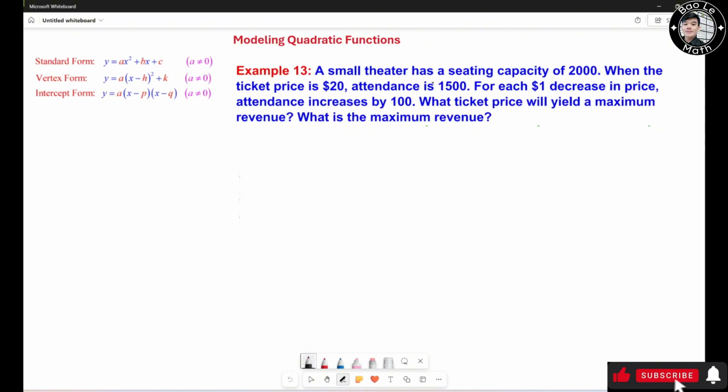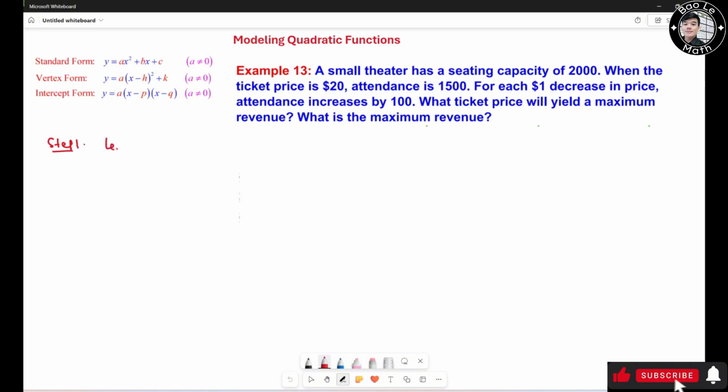Example number 13. A small theater has a seating capacity of 2,000. When the ticket price is $20, attendance is 1,500. For each $1 decrease in price, attendance increases by 100. What ticket price will yield a maximum revenue? What is the maximum revenue? Right now, step number 1.